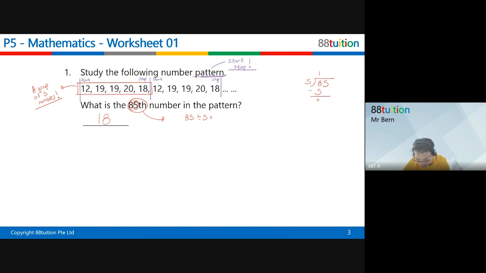8 minus 5 is 3. Bring down the 5. 5 times 7 is 35. Teacher, what is this 17? This 17 means there are 17 groups of this set. This set of 5 numbers. Can you see that? There are exactly 17 groups of 5 numbers.